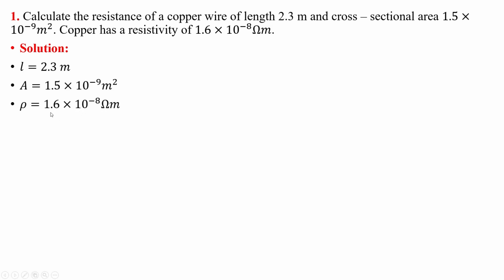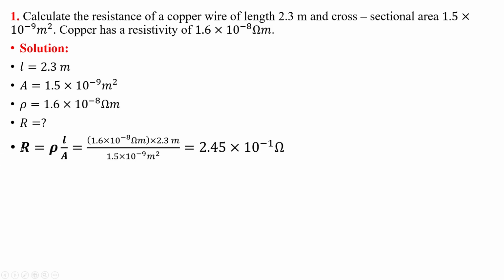Resistivity is a constant value for each material; each has a specific resistivity value. So copper's resistivity is 1.6 into 10 raised to the power minus 8 ohm meter, and we need to find the resistance. We know that resistance is equal to resistivity times L over A. Putting the values in the equation, we get the resistance to be 2.45 into 10 raised to the power minus 1 ohm, or 0.245 ohm.